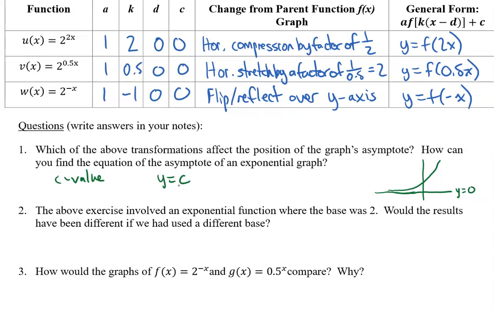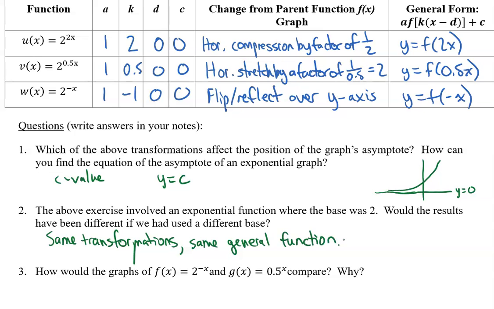The second question says the above exercise involved an exponential function where the base was 2. Would the results have been different if we used a different base? In other words, would the change from the parent function and the general form been different? No. Same transformations, and we would have had the same general function. Now, obviously, they would have looked different, but we would do the same things from the initial parent function.